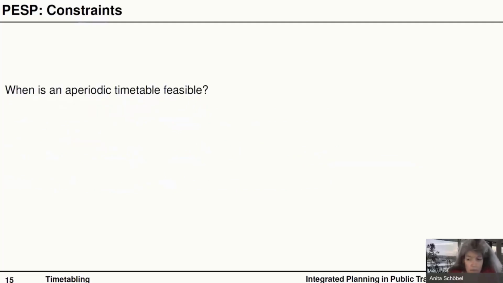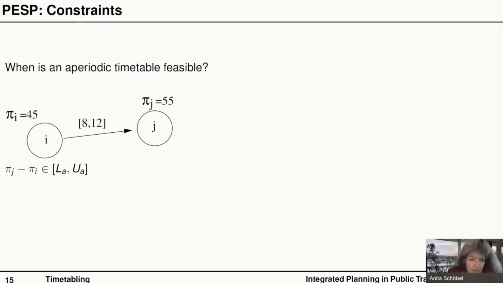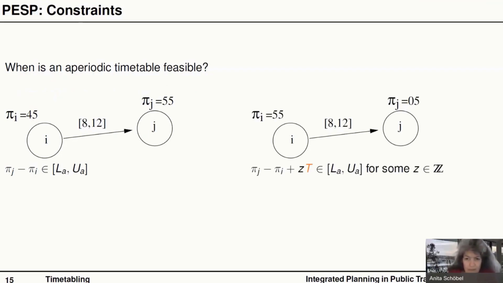Second step, as before, we have to deal with the constraints. So when is a periodic timetable feasible? Here we have an example similar to before. We had our activity from i to j, and the time window for the duration was 8 to 12. We recall that 55 minus 45 was 10, so this is fine. Now we have a periodic schedule, and the question is what happens if we start here at 55 and end at 5 past. If we have a periodic schedule, then this is repeated every hour.